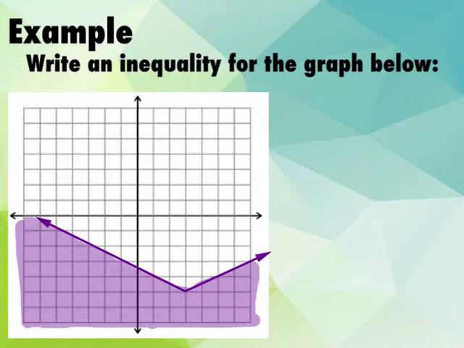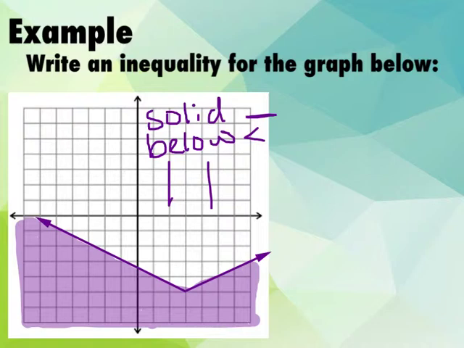First of all, I see it's a solid line. Oops, let's get a thinner pencil. I see that it's a solid line, so that means that I will be using an or equal to. I see it's shaded below, so that means I'm going to use less than. Then I see it's an absolute value equation, so I need to write one like that. So y is less than or equal to the absolute value.